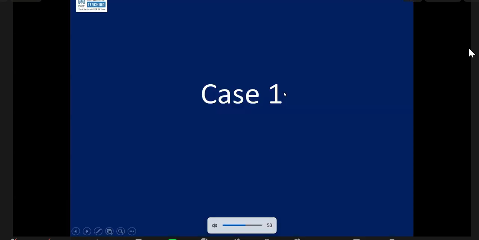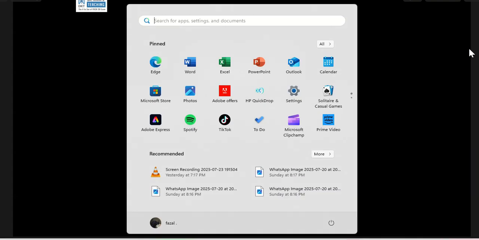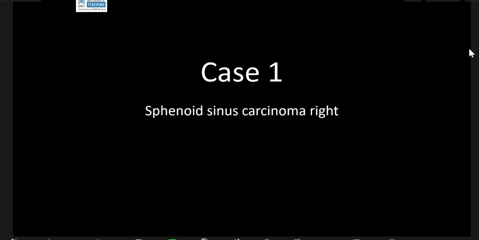I'll come back to the case, but this was the sphenoid sinus carcinoma. And the key message here is that in head and neck radiology, the epicenter of a lesion is extremely important. What is the epicenter? From there, even if the lesion is as aggressive as this one was, you can infer what exactly the origin is. And so that is the key.